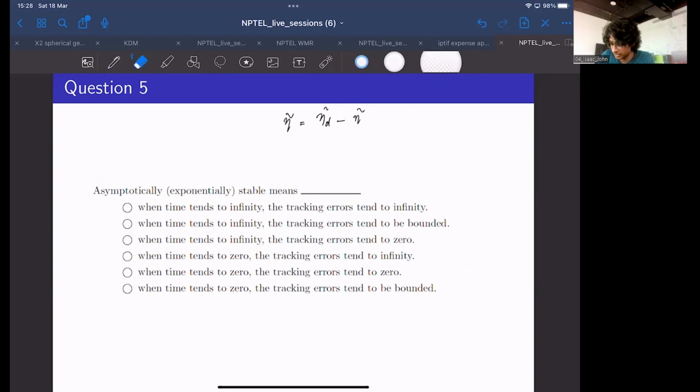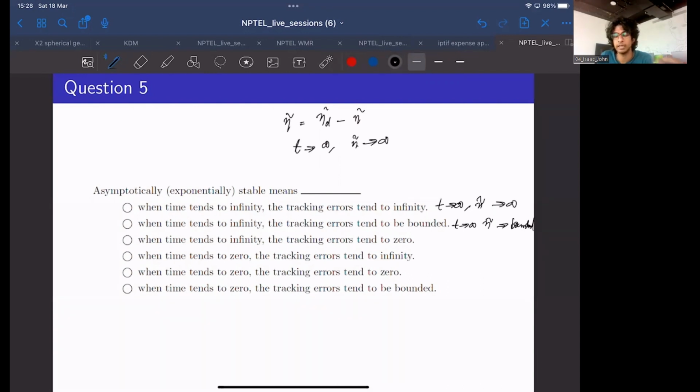So the first option says, as time tends to infinity, tracking errors tend to infinity. Is that true or false? And the second option says, when time tends to infinity, eta tilde tends to be bounded.